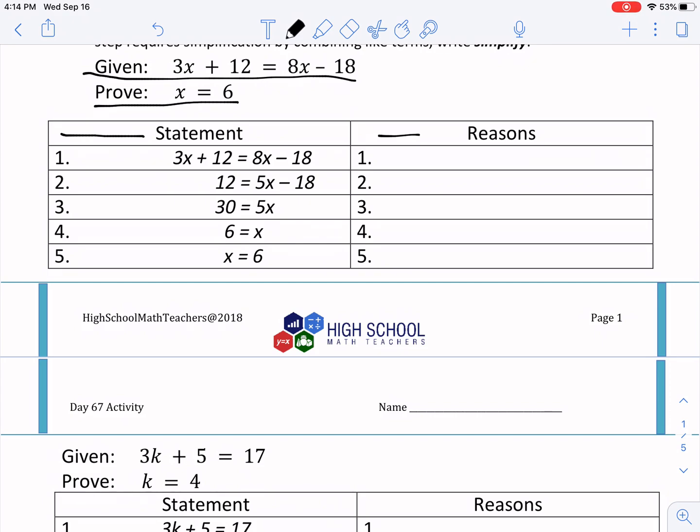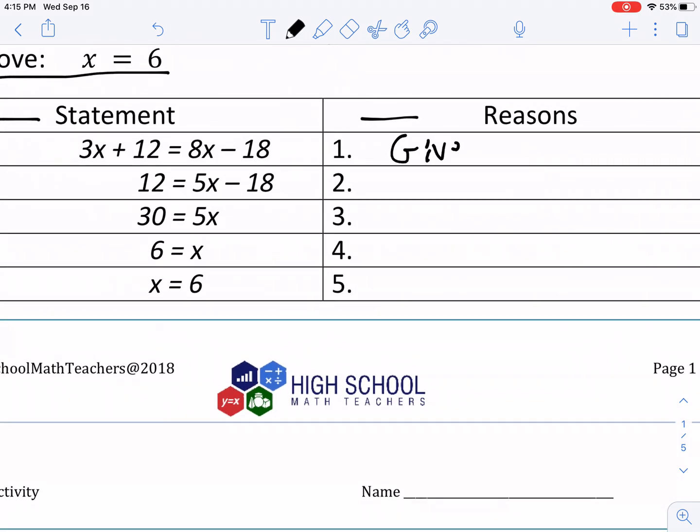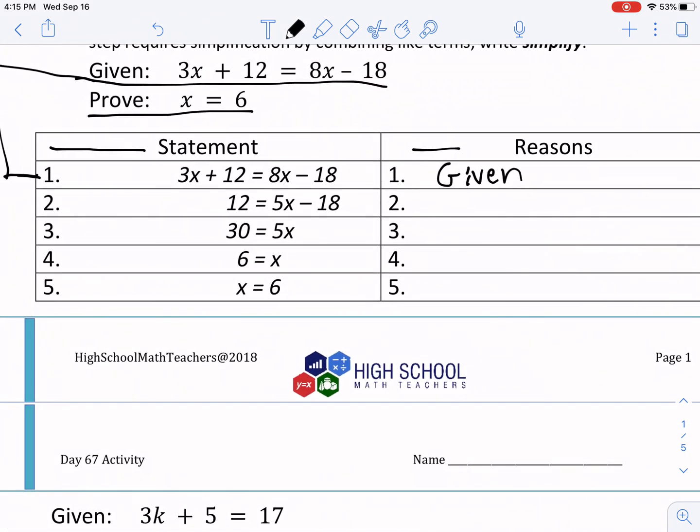Now, this is important. Every time we start a proof, you always start with the given information. Notice this and this are exactly the same. We always start with the given information. So the reason we can make this statement is because that information was given to us. This is always how we start the proof: with the given information for our statement, and then our first reason will always be given. Now, the next thing we want to do is follow the steps and see if we can understand how they get to the next step.